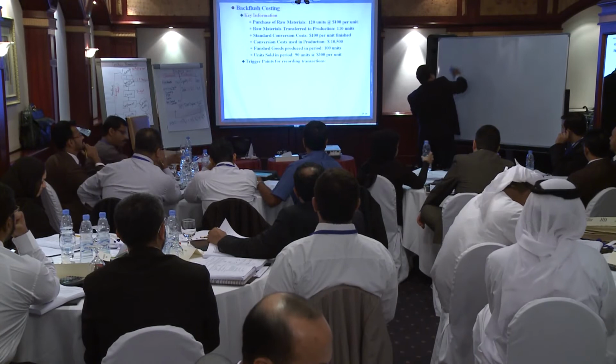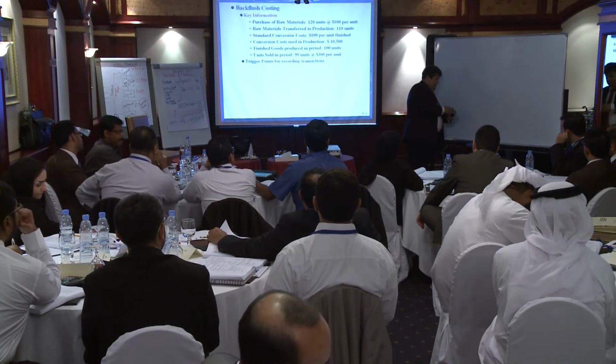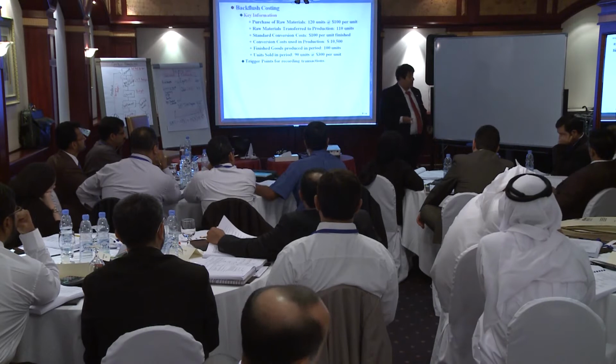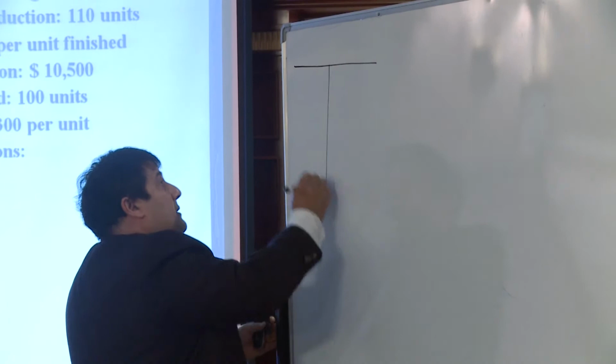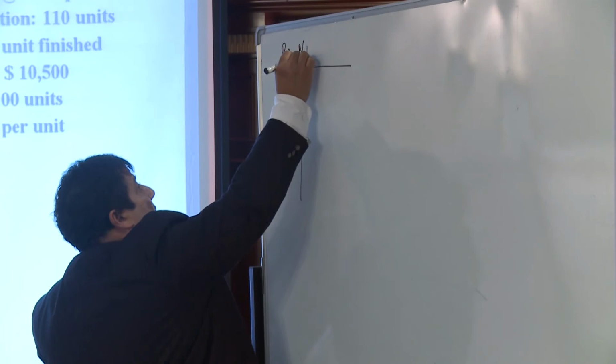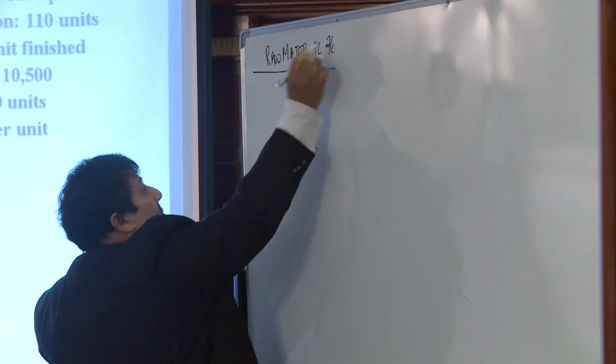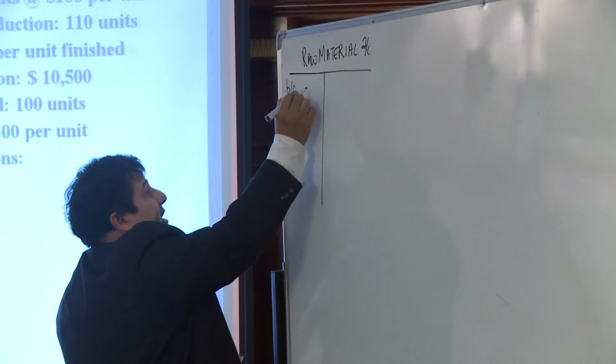I hope you can see this blackboard at the back. Okay, so I'm going to do an exercise in job order costing. Here is the raw material stores. Raw materials. Let us assume that there is no raw materials at the start, so it's an asset. Beginning balance zero, brought forward zero.